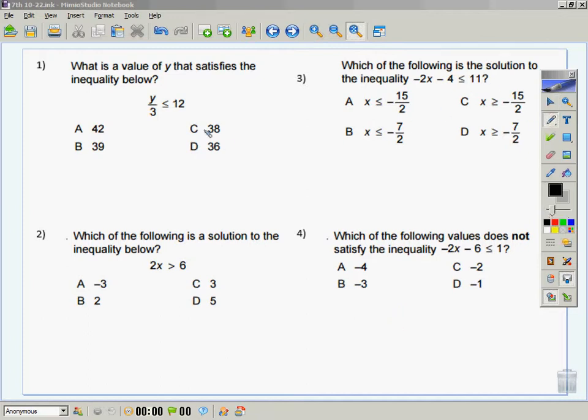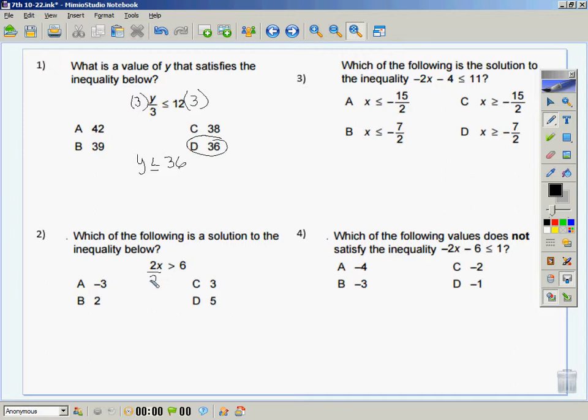Okay. For number 1, when you went to solve this, you'd have multiplied both sides by 3. You'd have had y is less than or equal to 36. The only one that's less than or equal to 36 is D. It's equal. These are all greater. So D is the correct answer.